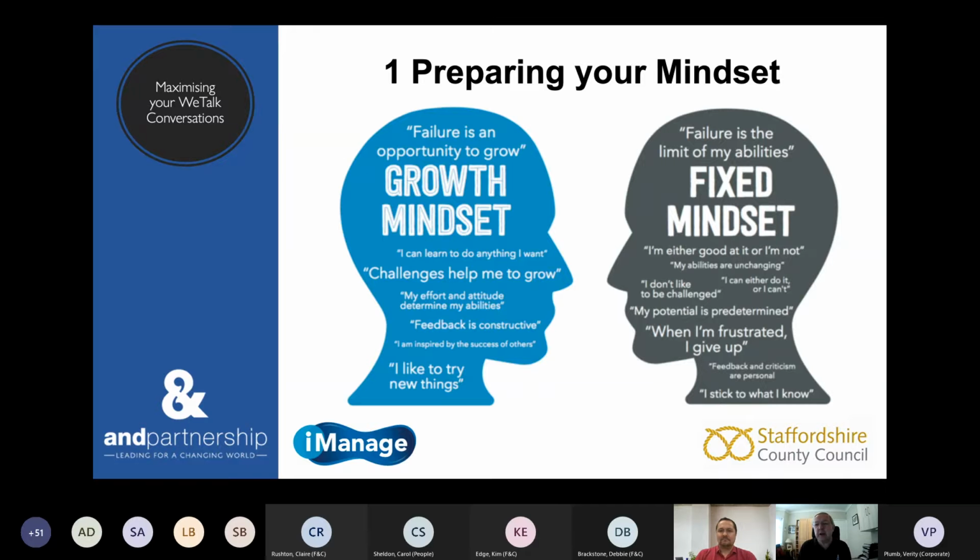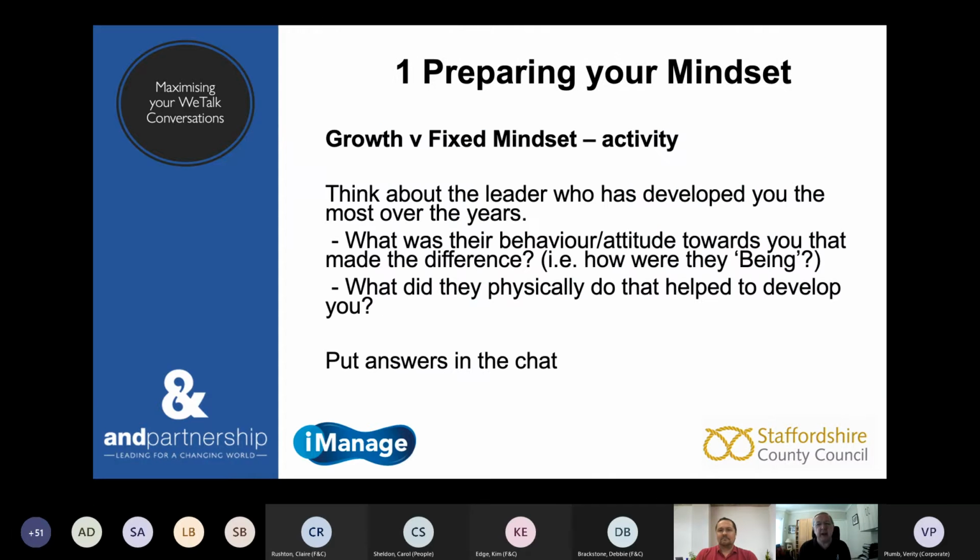So what we'd like you to do in the chat now, if you would, is just to think about a leader who's developed you the most over the years. Think about a leader either in your current organization, or if you've worked outside of staffs, then in previous organizations, but a leader who's grown you the most. Just try and focus on one leader. What was their behavior or attitude towards you that made the difference?